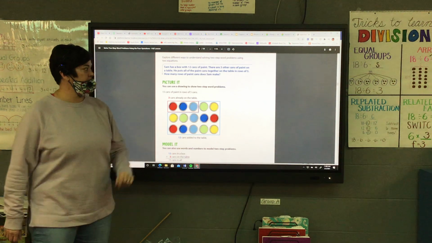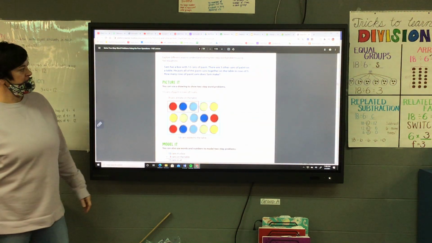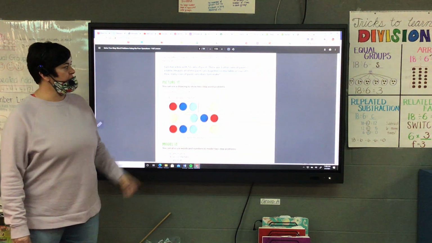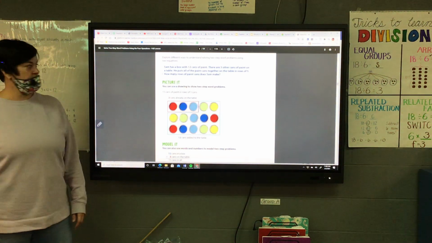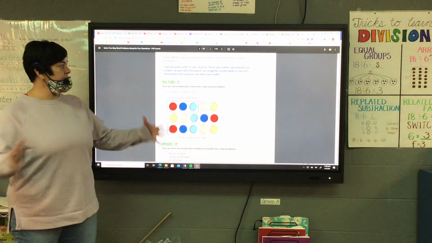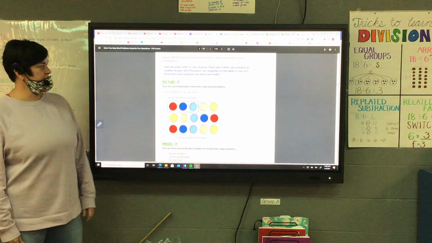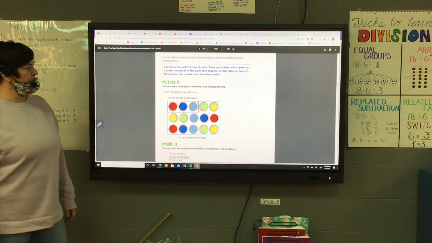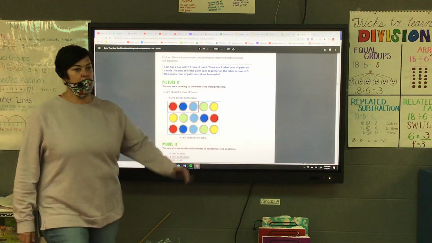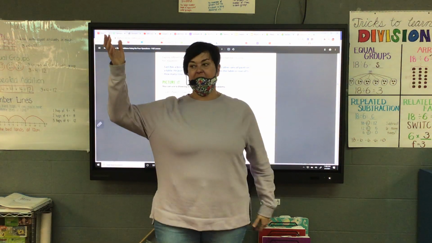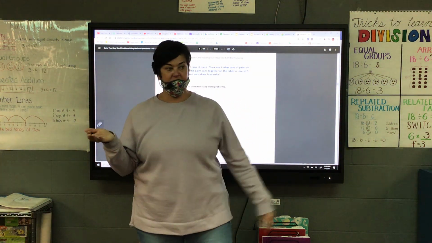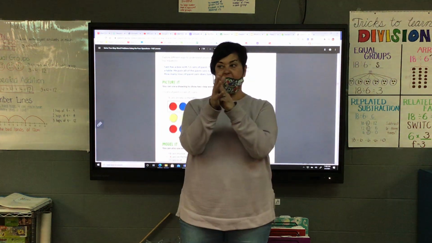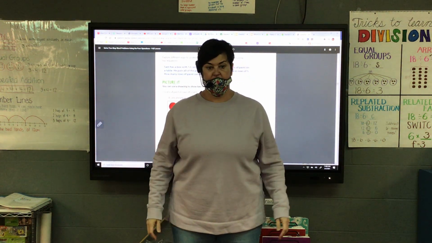Okay, Sam has a box with 12 cans of paint. There are 3 other cans of paint on a table. He puts all of the paint cans together on the table in rows of 5. How many rows of paint does Sam make? Okay, so think about this. He had 12 cans in his box and 3 on the table. How many cans of paint is that?